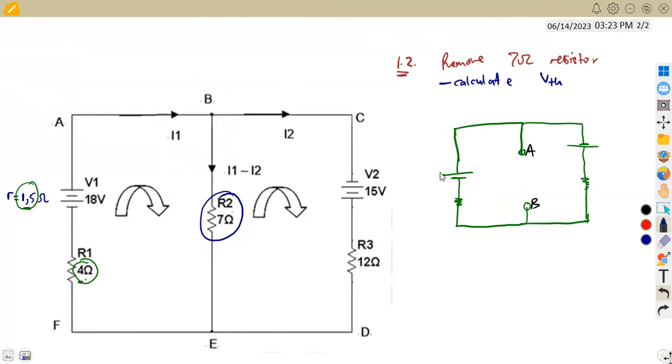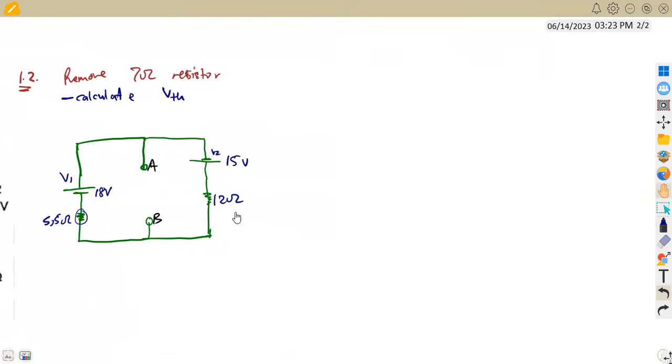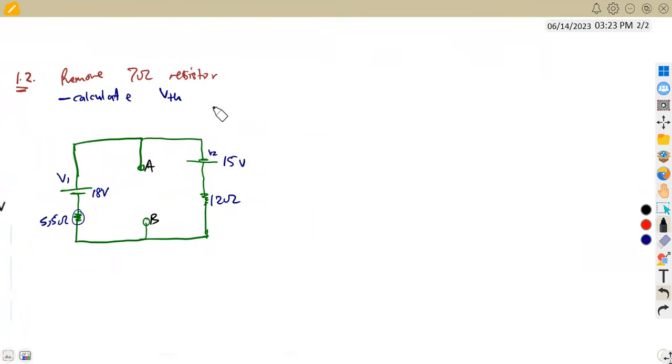So the voltage here is 18. We've got our 18 volts, and we combined these two, 1.5 plus 4, to make up 5.5 ohms. And here we've got 12 ohms with its voltage source of 15 volts, which is our V2. So this is our V2, and this is our V1. Take note, we are supposed to calculate VThev, which is the voltage that we are going to look at across here. That's our VThev.